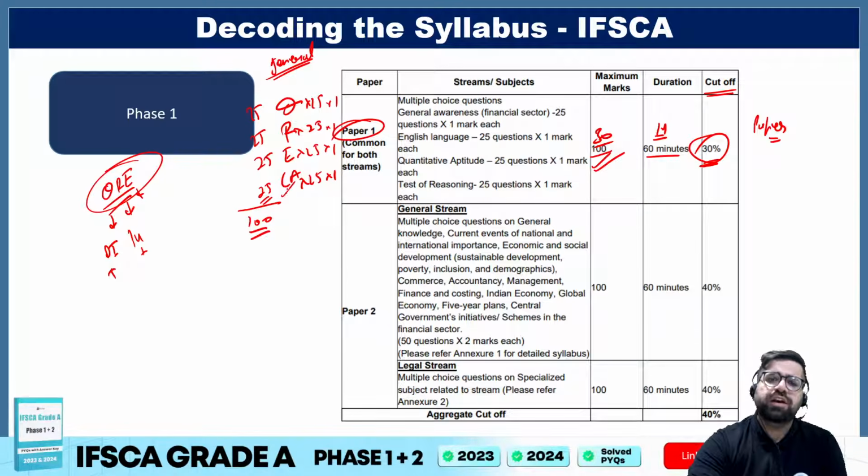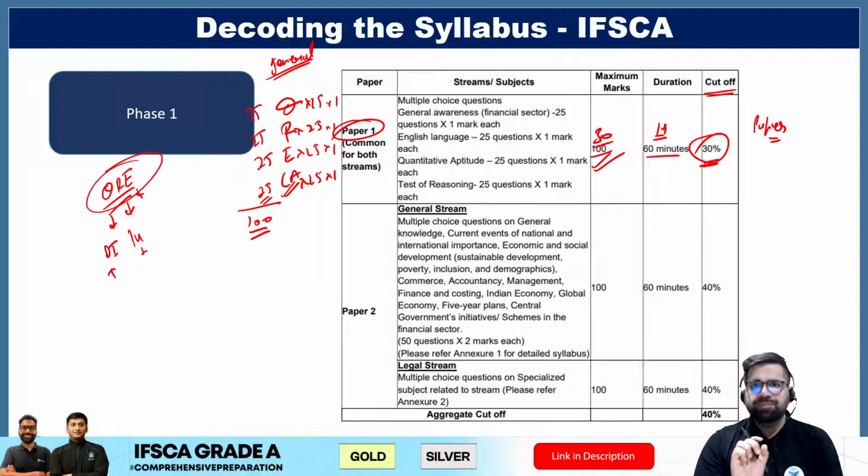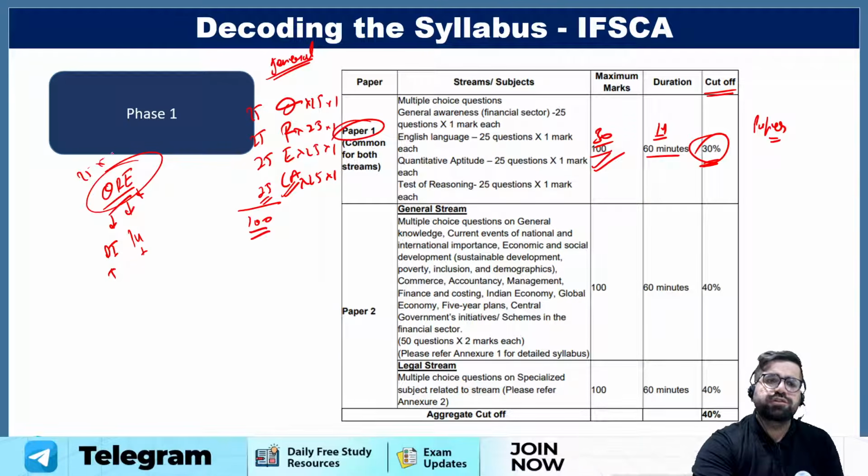You can also do current affairs. Current affairs I will come to a bit later, but right now I'm only talking about QRE, right? So you will get 25 questions from each component.